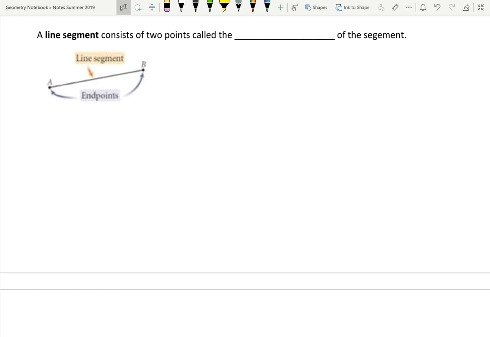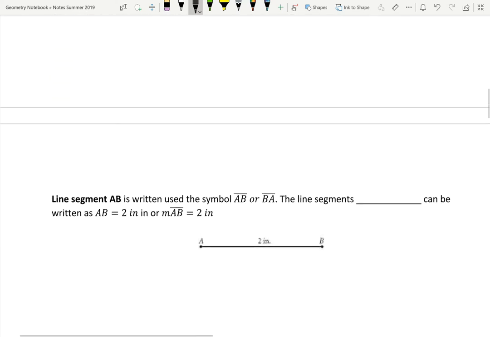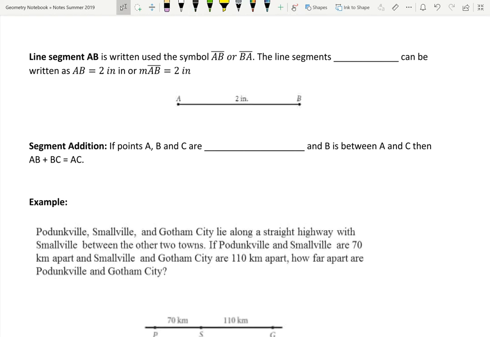What about next? A line segment consists of 2 points called the endpoints of the segment. Okay. So here is line segment AB, and if it's written out, you would just put uppercase A, uppercase B with a segment on top. So here it is. Line segment AB is written using the symbol AB or BA.